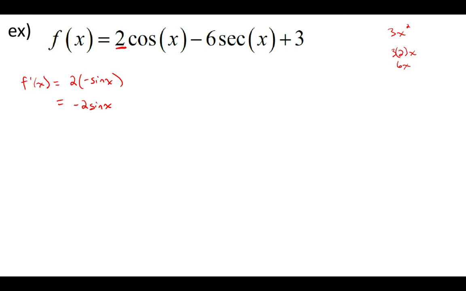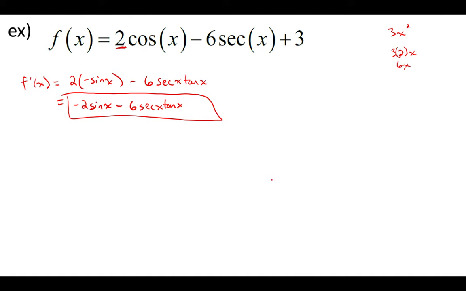We then have minus 6, and that just hangs out in front. The derivative of secant is secant x tan x. And then the derivative of 3 is just 0, because the derivative of any constant is 0. So we end up with just minus 2 sine x minus 6 secant x tan x. And that's it. There isn't as much simplifying to do in this, so that's good. All right, let's look at the next one.